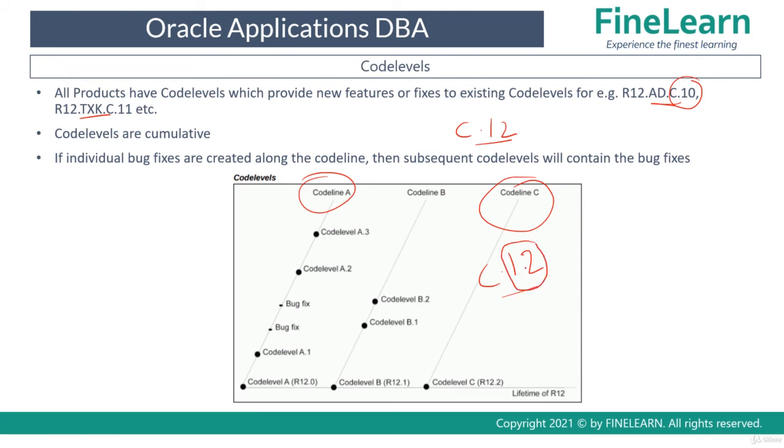Code levels are usually associated with a specific product, that is a module, for example. And if you see this specific number, what you need to understand is this is the code line C and this is the code level 10.